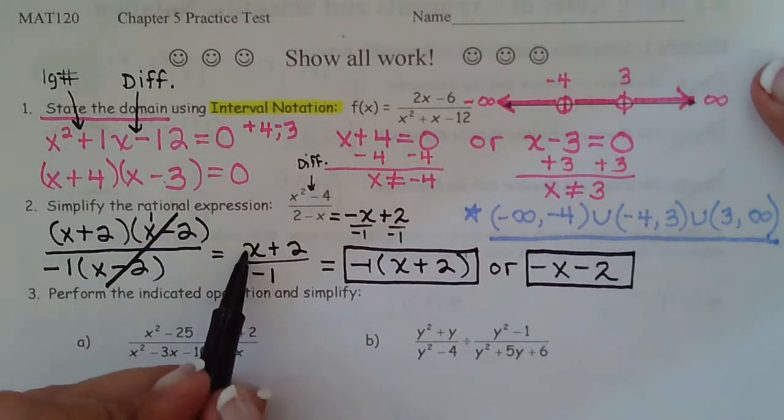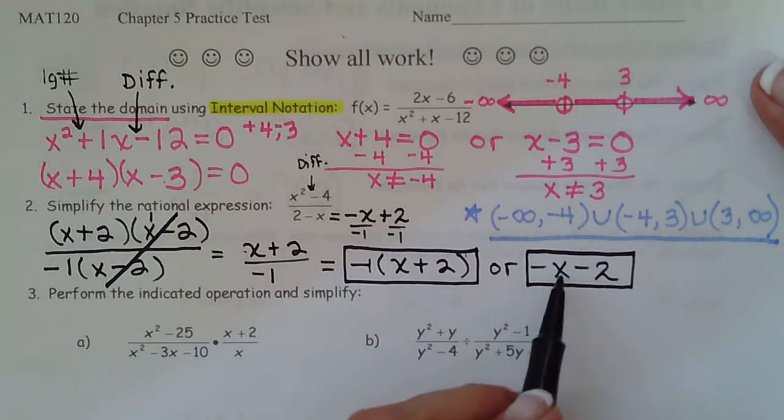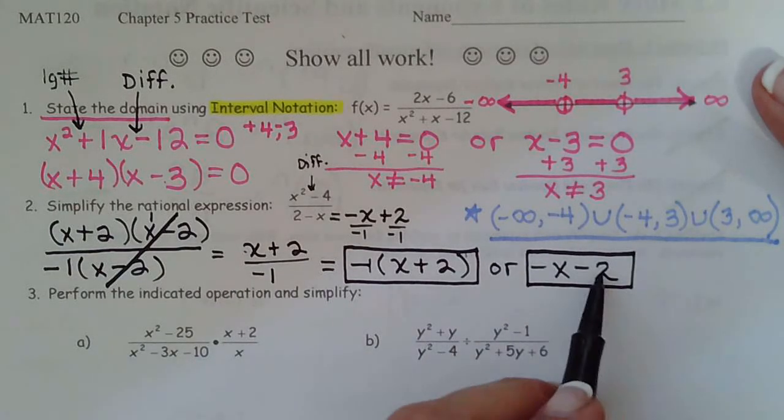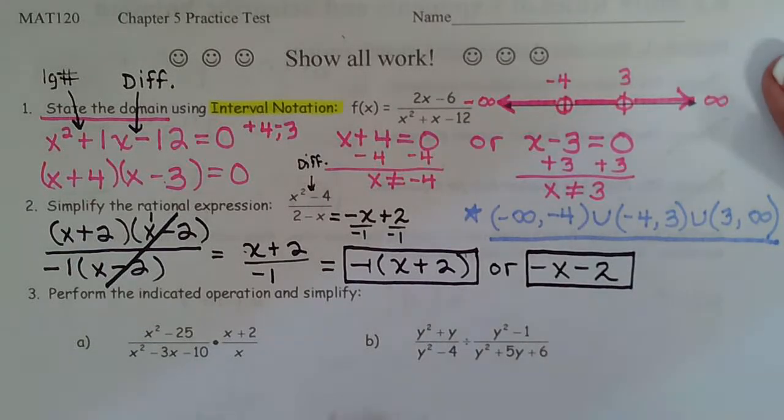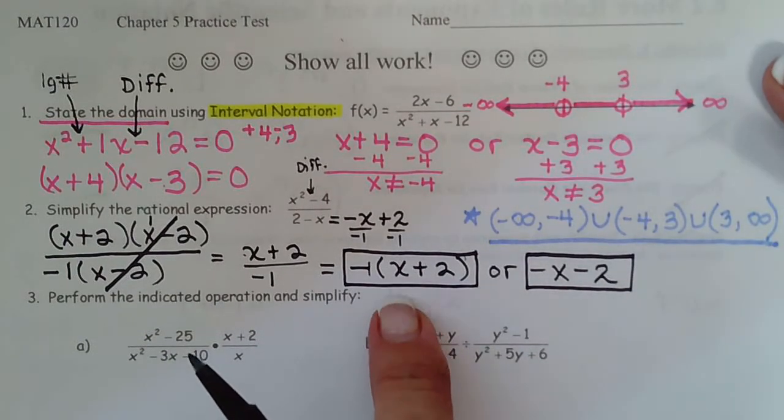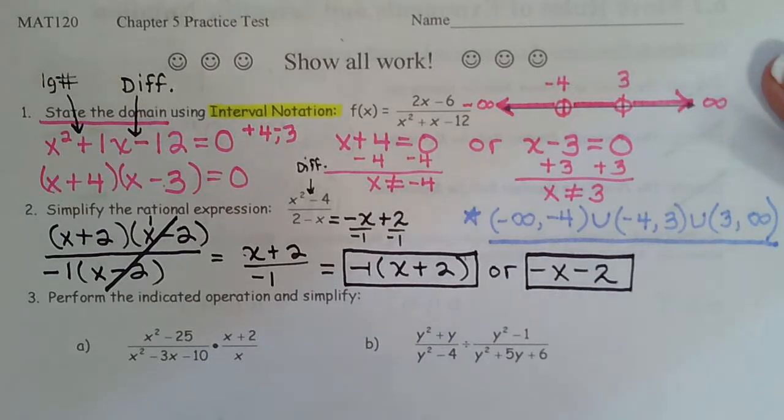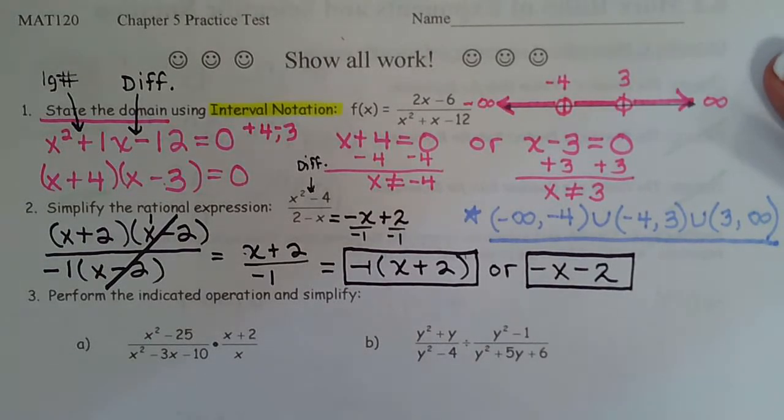Or you could have at this point done monomial division: x divided by negative 1 is negative x, 2 divided by negative 1 is negative 2. So most of the time I think they leave it like that. I don't know. You'll just have to read the directions for what they want on the test.